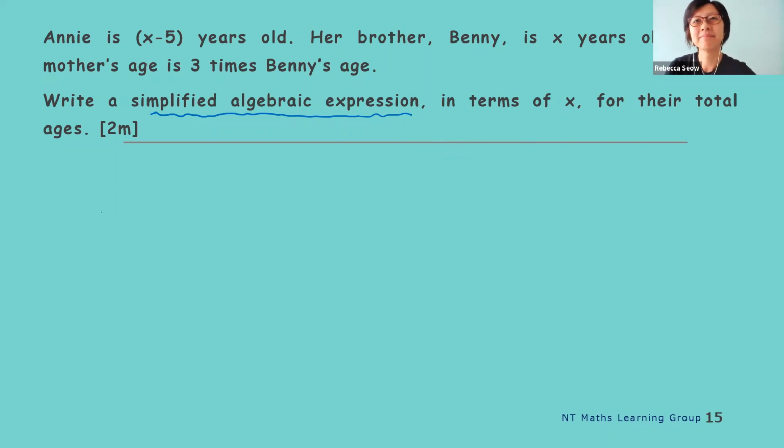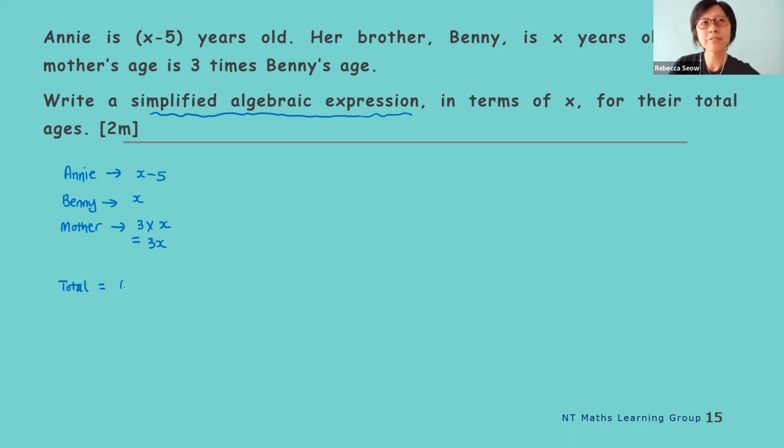So their mother's age is x times 3, right? Let's consider all their ages first. We just put it down. So Annie will be x minus 5 years old. Benny is also given, so I'm going to put it down as x years old. And mother, 3 times Benny's age. So it's 3x, 3 times x. So 3x. So for their total ages, we have to put them together.